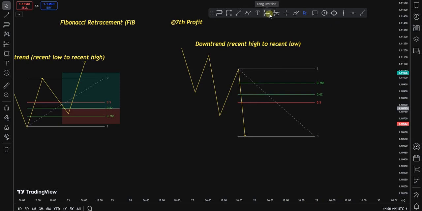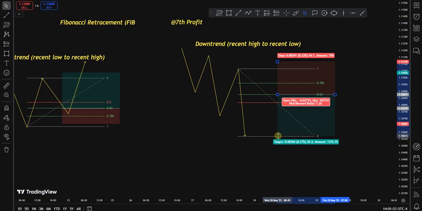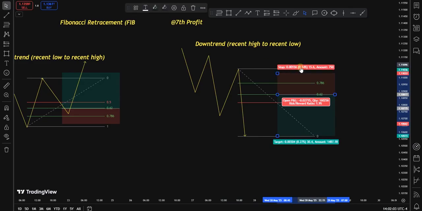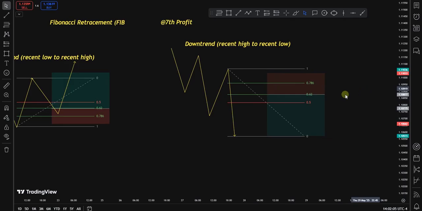Then you take your short position tool. Then you enter from 0.62. Remember 0.62. Then you target the recent low here. Then your stop loss just a little distance from 1. Remember, a little distance from 1. That's where you put your stop loss. So we are expecting the market to pull back into this golden zone, then rally down. That's our expectation.